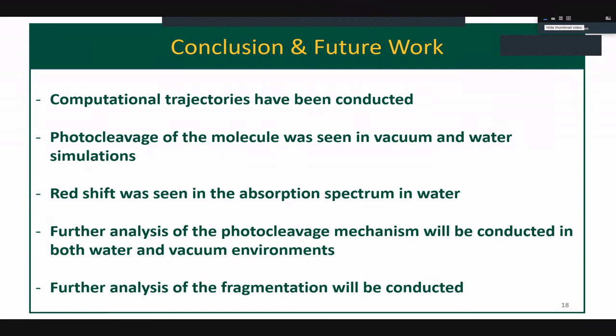So this work, the conclusion and the future work that needs to be done: computational trajectories have been conducted. Photo cleavage of the molecule was seen in vacuum and water simulation. Redshift was seen in the absorption spectrum of the water simulation conformation. Further analysis of the photo cleavage mechanism will be conducted in both water and vacuum environments, and then further analysis of the fragmentation will be conducted. This would include the mass spectroscopy as well.